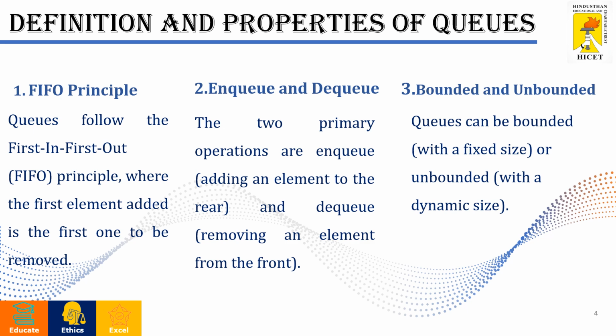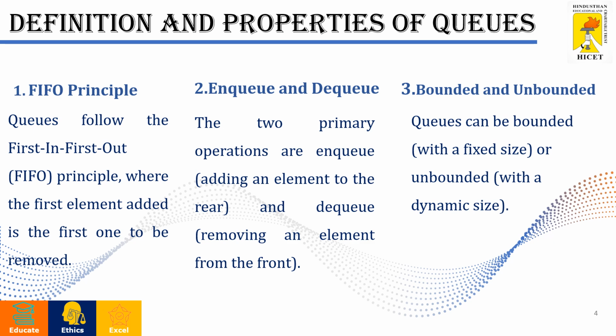Okay, and based on the size, like whether you can add elements dynamically or it should be fixed, based on that it is classified as bounded and unbounded. So bounded in the sense the size of the queue cannot be increased, it is fixed. If you have allotted a queue for storing 10 elements, only 10 elements can be inserted into the queue, not more than that.